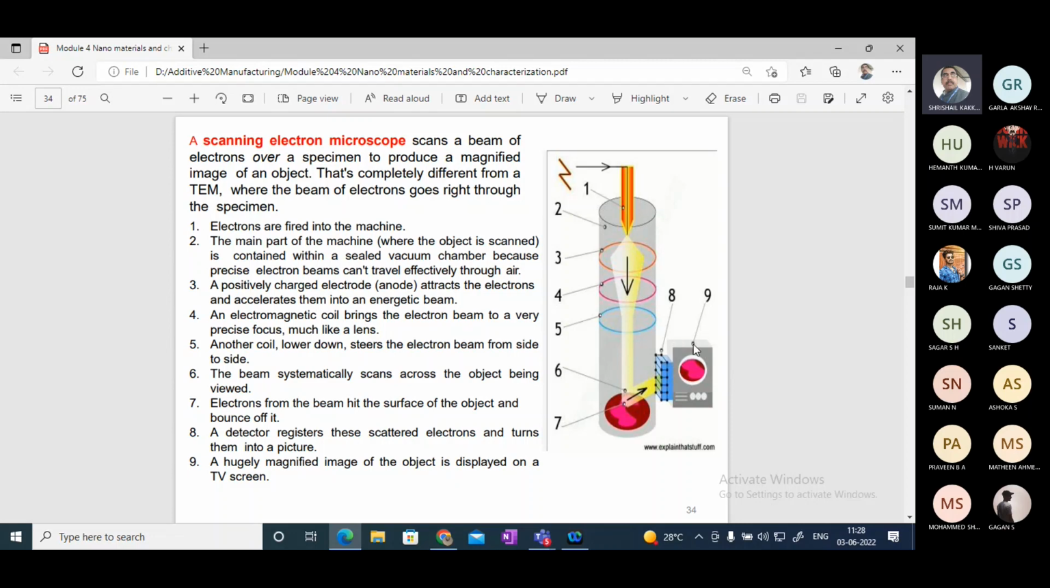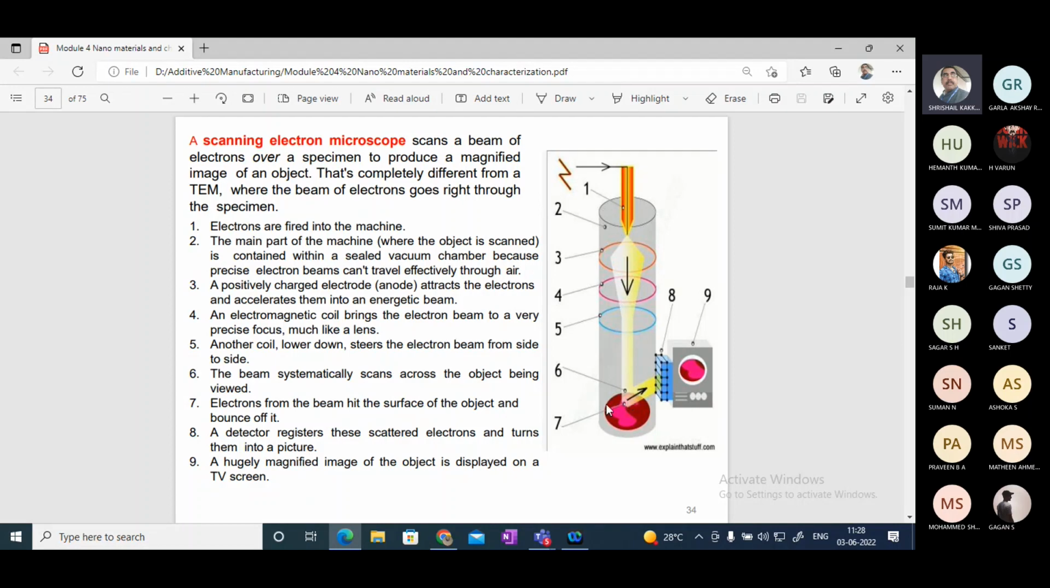If it is a digital one, we can take a printout, and otherwise, we can even display it on the TV. These are the main important parts of the scanning electron microscope. Please, once again, the scanning electron microscope is totally different from the transmitted electron microscope.